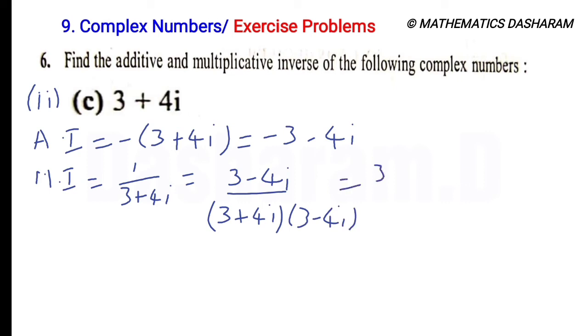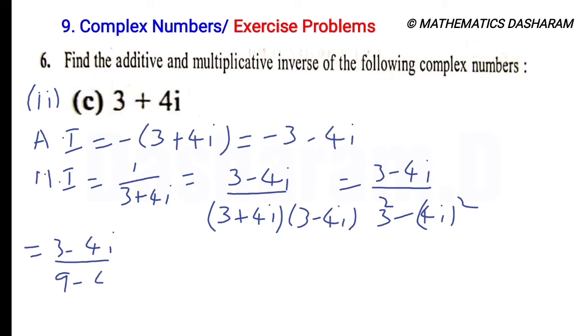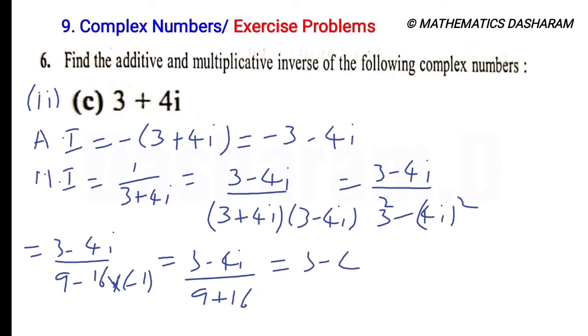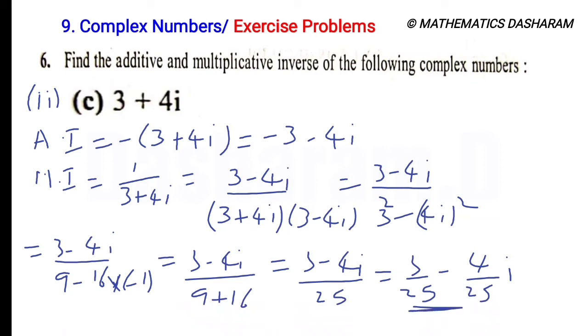So it is equal to (3 minus 4i) divided by 3 square minus (4i) whole square. So (3 minus 4i) divided by 3 square 9 minus 4 square is 16 into minus 1. So (3 minus 4i) divided by 9 plus 16. So (3 minus 4i) divided by 25. 3 by 25 minus 4 by 25 into i. So this is the multiplicative inverse.